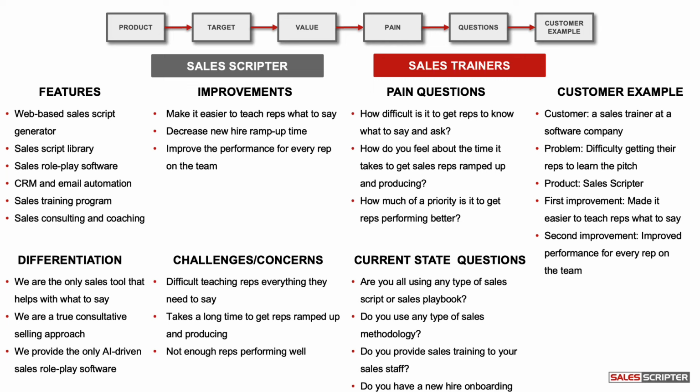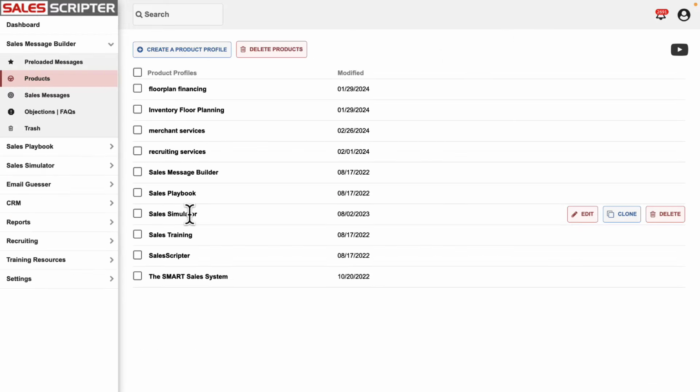If that looks intimidating to you, or maybe you just don't feel like doing that work, I have some good news for you in that we actually provide a tool where you can use AI to go through all these steps. And this AI is actually inside of Sales Scripter. There's an area here called the Sales Message Builder. This basically is a software application that goes through all the steps that I just showed you.